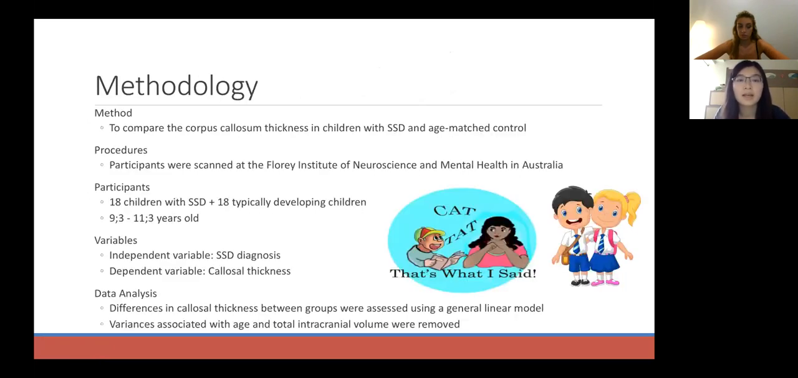To investigate, there will be two groups of children between 9 to 11 years old. Brain scans were performed to compare the callosal thickness of children with SSD and the age-matched control, which means speech sound disorder diagnosis was the independent variable, while the callosal thickness was the dependent variable. A general linear model was used to assess the differences in callosal thickness. Since intracranial volume increases with age, these variances were also removed by technical methods.